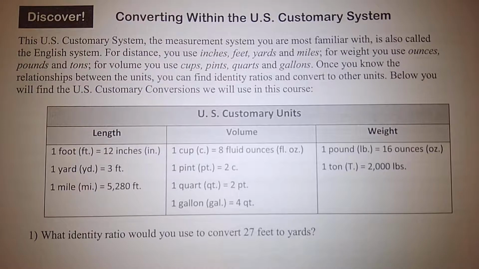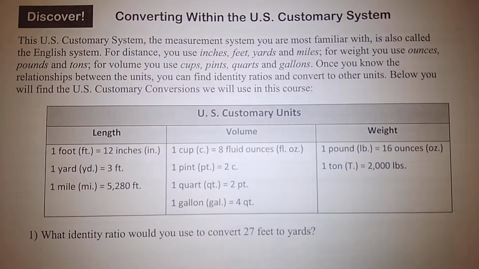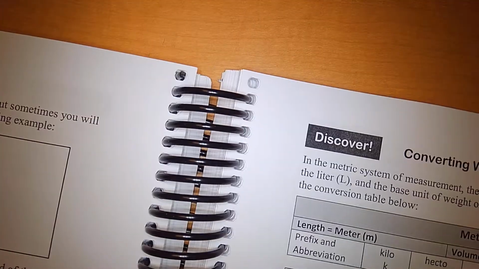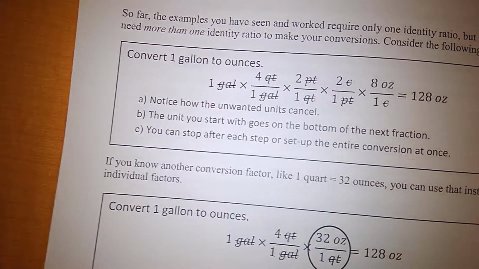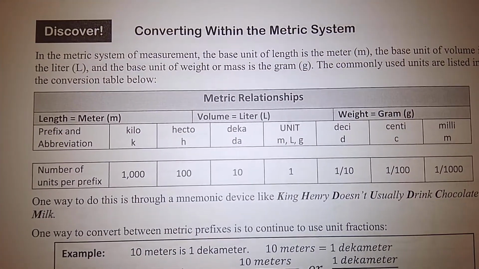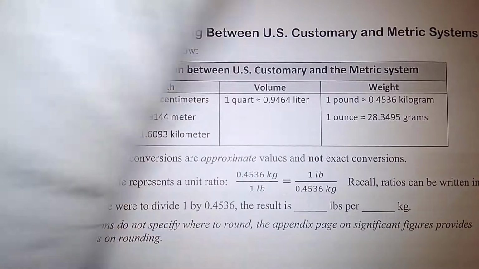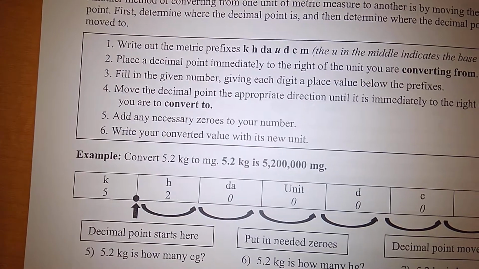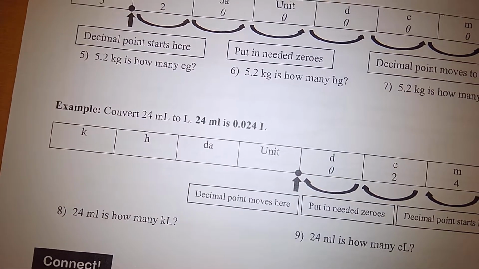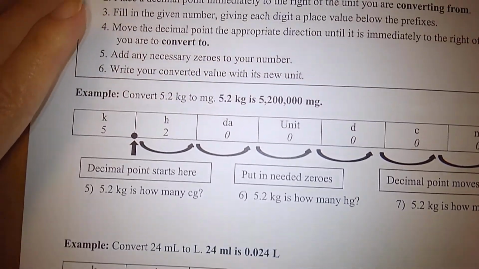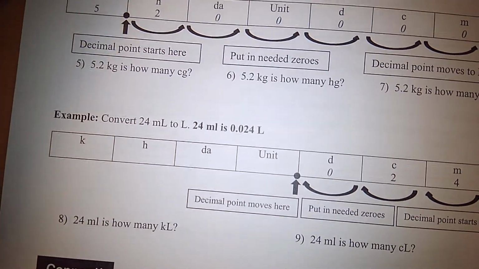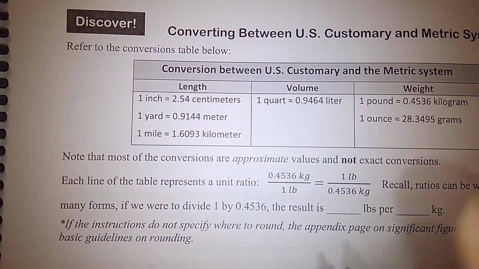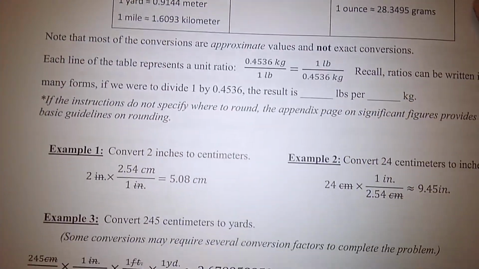Then page 159, entire page. Page 160, entire page. Page 161, entire page. Page 162, everything above the connect. Okay, everything above the connect. All right. Page 163. Only the discover part, everything above connect.